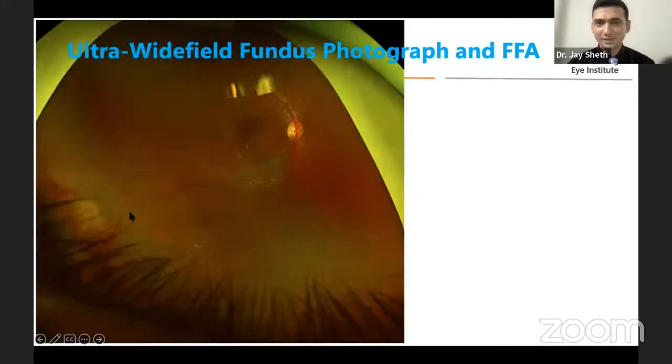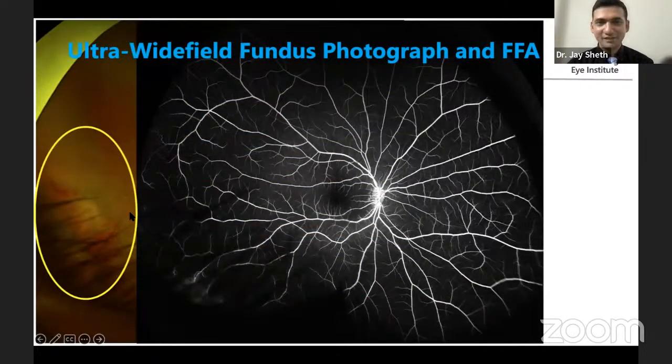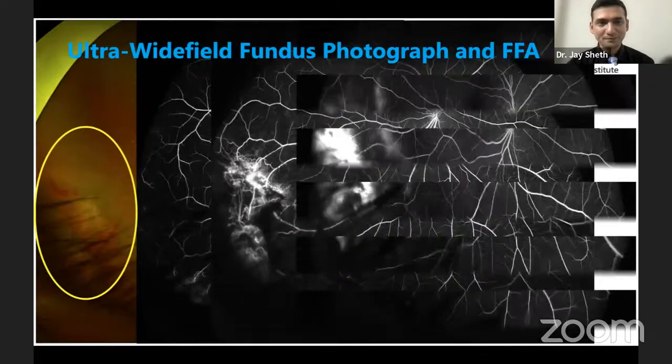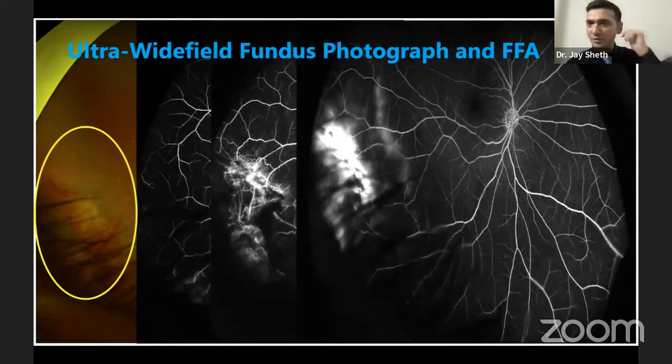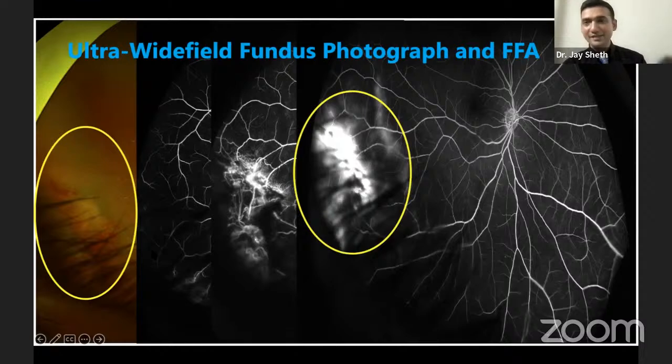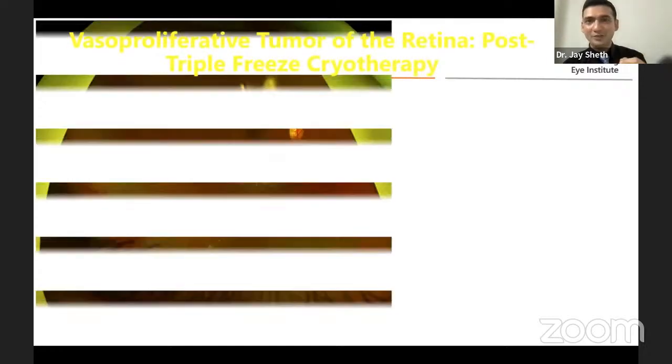So, are they visible? Yeah. So this is the ultra wide field photography of the patient. There are two distinct entities. One is called peripheral hemorrhagic exudative retinopathy, which is more related to peripheral polypoidal choroidal vasculopathy. This is a vasoproliferative tumor. So these are the images that we had seen, and this is like a tumor that is arising from the retina. So this actually needs triple freeze cryotherapy.